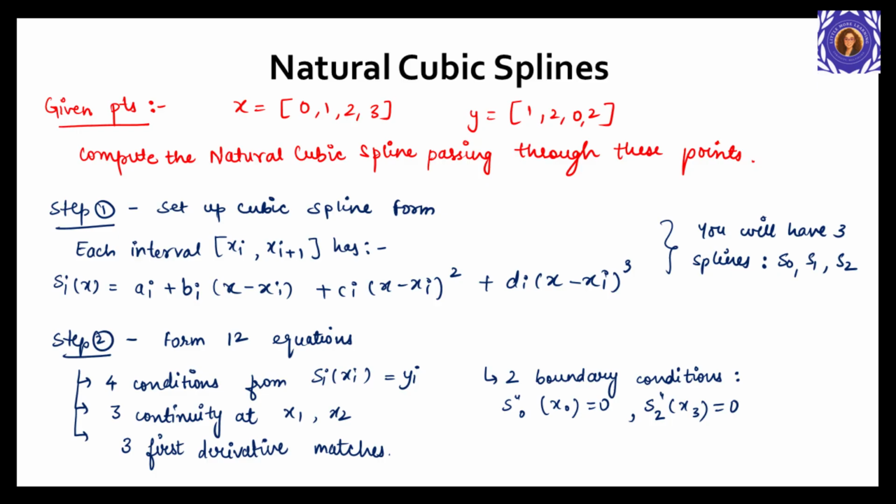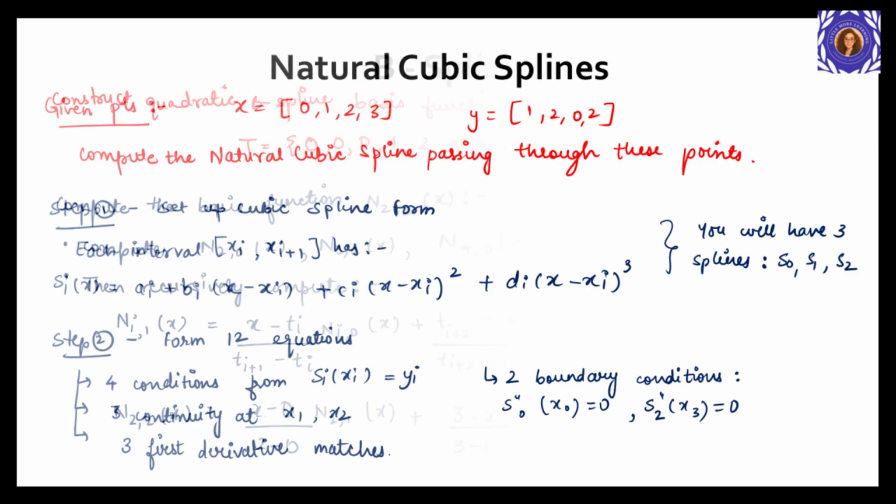Step number 2 is to form 12 equations. How they can be formed is listed here. And we need to solve the system for coefficients ai, bi, ci and di using matrix algebra. You may use tools like MATLAB or Python for the actual computation of this example.